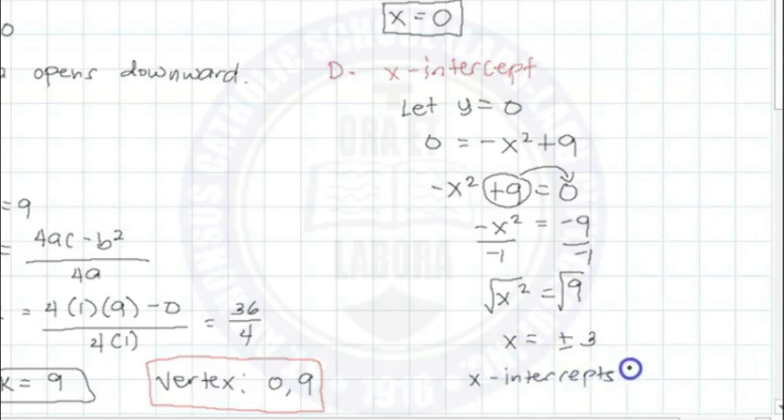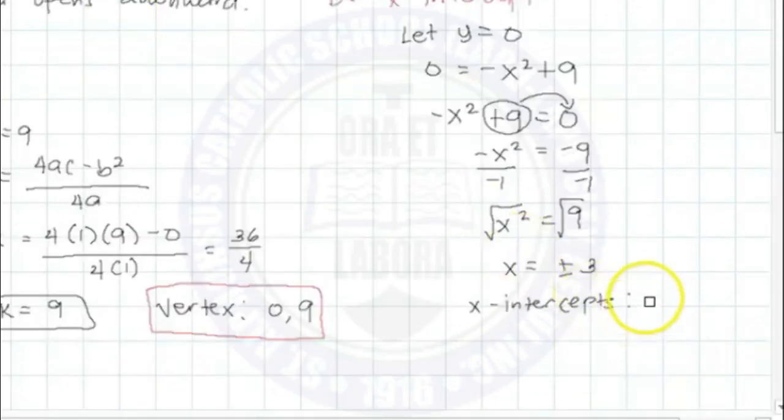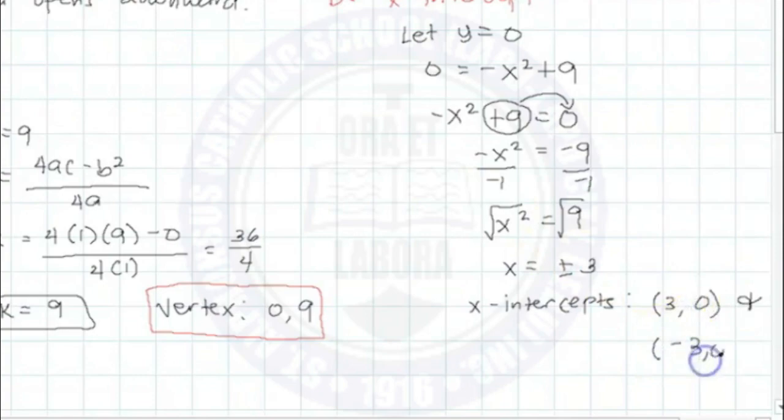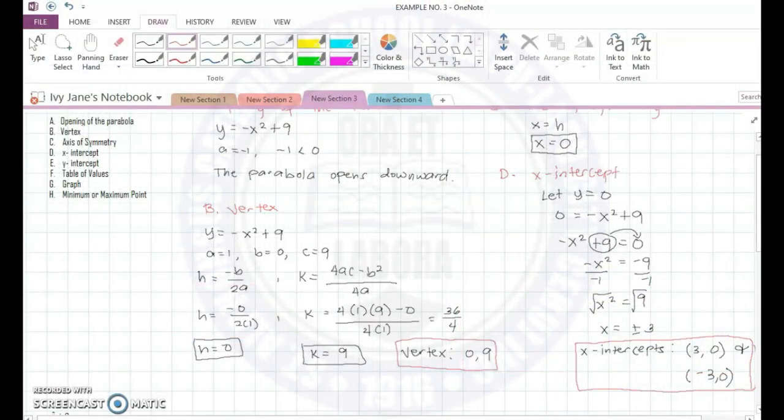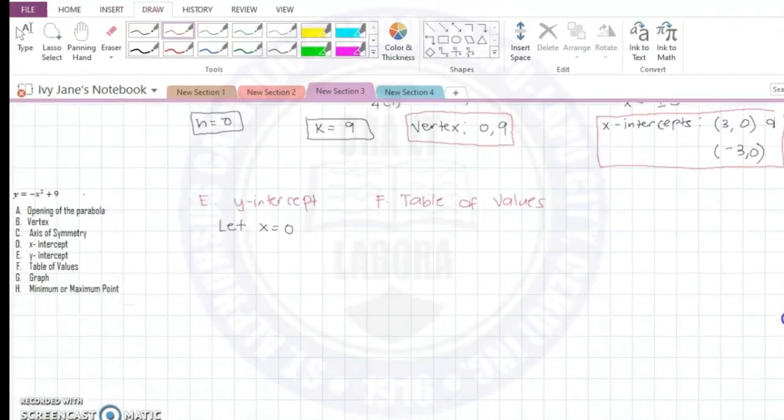It would be (3, 0) and (negative 3, 0). And I want you to highlight this one or box this one, because this is now the answer. Okay. Next, we're going to solve for the y-intercept.